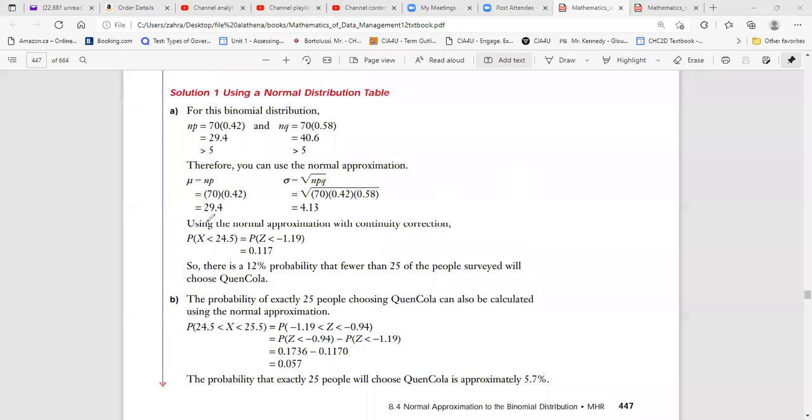Now, here we have X again. We need to convert X to Z. Z is X minus mu divided by sigma. Here my X is 24.5 minus mu, which is 29.4, divided by sigma, which is 4.13. You get negative 1.19. So this is your Z score. Now everything is converted to the Z score, negative 1.19.